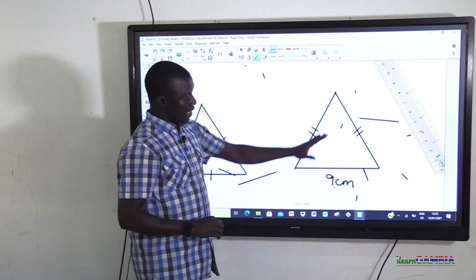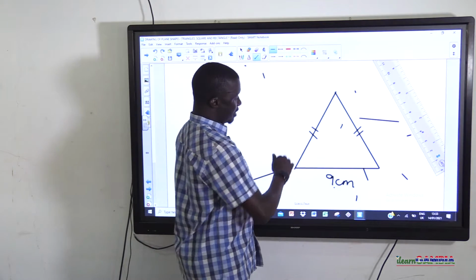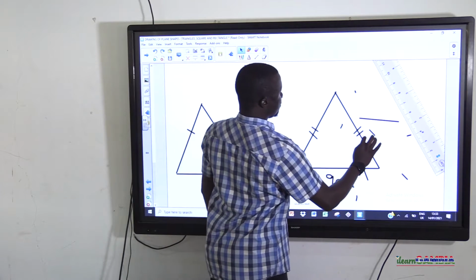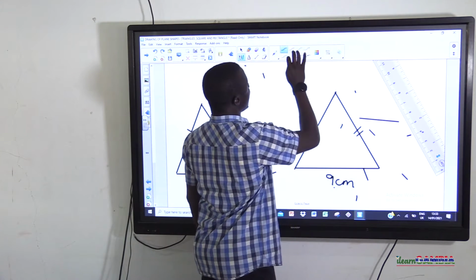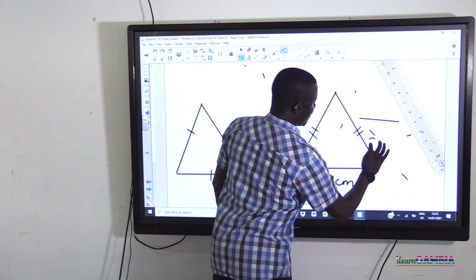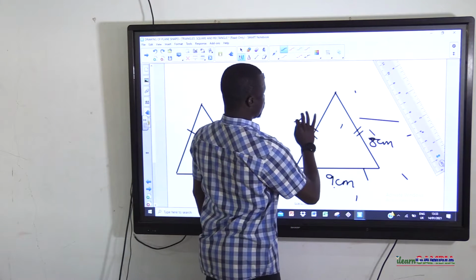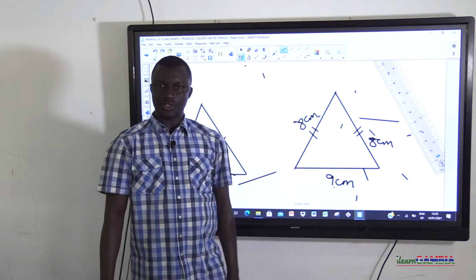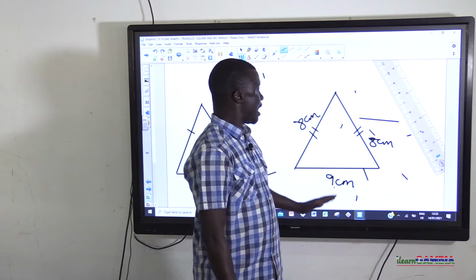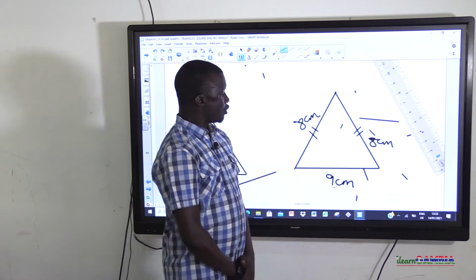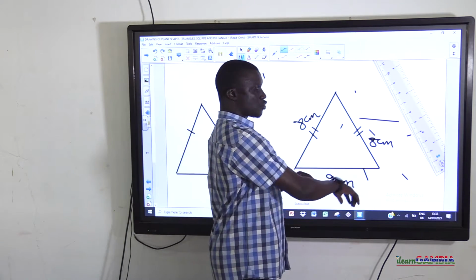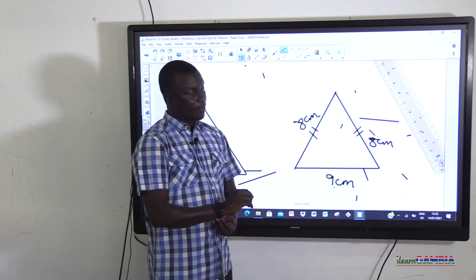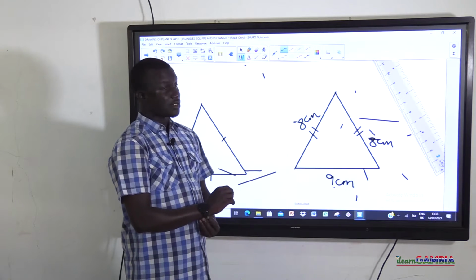Whether we label them or not, we will obviously know that these two sides are equal, because if here is 8 centimeters, here also would be 8 centimeters. This is a perfect example of an isosceles triangle where the two sides are equal, 8 centimeters each. These two sides being equal also make the base angles equal as well.